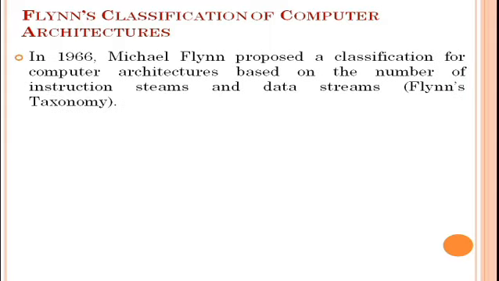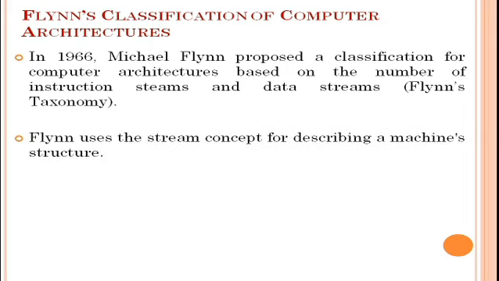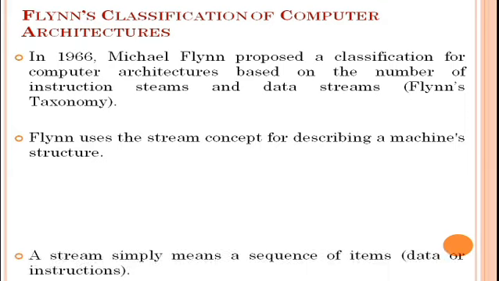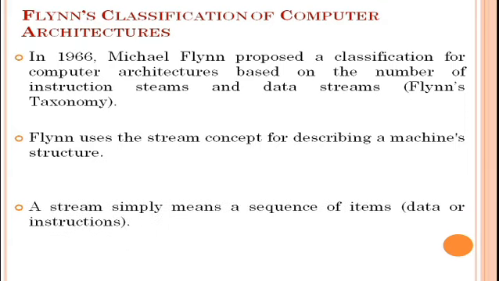Now we'll see Flynn's classification of computer architectures. In the year 1966, Michael Flynn proposed a classification for computer architectures based on the number of instruction streams and data streams. That is named Flynn's taxonomy. Flynn uses the stream concept for describing a machine's structure. A stream simply means a sequence of items. The items include data or instructions.